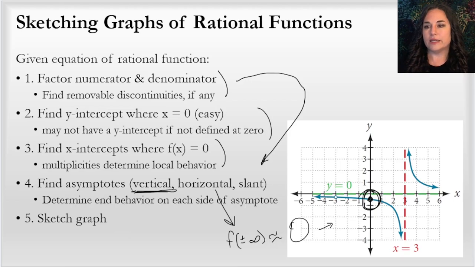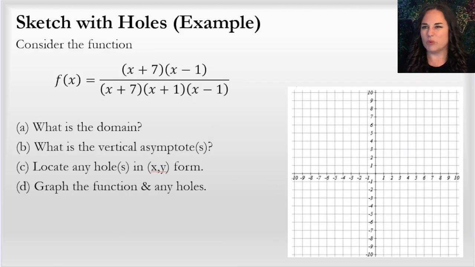So I pulled up an example for us, and I pulled up a weird one because if I did an easy one, I think you may get the point. The easy ones are just slow balls, but then they'll throw you a curveball, and I wanted to cover a curveball. This question asks, consider the function blah, blah, blah. What is the domain? What are the vertical asymptotes? Locate any holes, and graph the function with any holes.